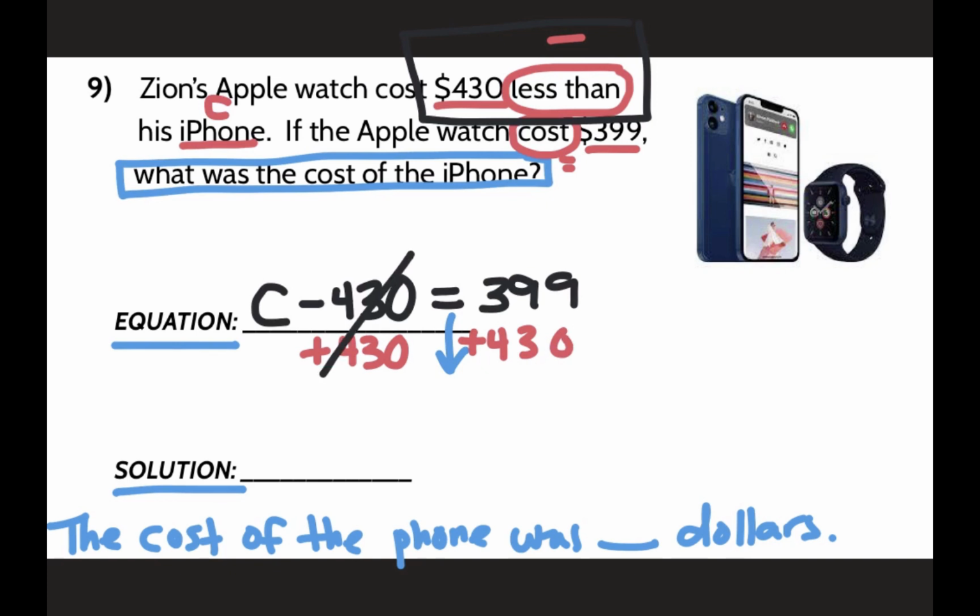On the left, I'm left with C. And on the right, what's 399 plus 430? 829. The cost of the iPhone was $829. We wrote the equation that models the situation. We solved for the unknown. Something that was really helpful was using our marking the text strategies. First, boxing in our question, and then answering that question, because that allowed us to see that we were trying to figure out the cost of the phone. That was our unknown, the cost part.